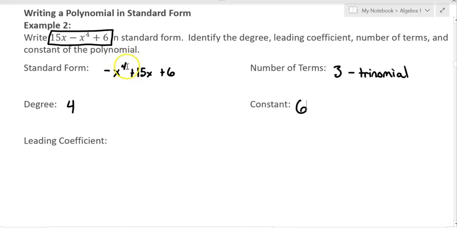And then remember, the leading coefficient is the coefficient of the first term. So when it's in standard form, look at the rearranged version. The coefficient, the number in front of x to the 4th, there's a negative there, but it's actually a negative 1. So remember that when you have a negative x to the 4th, that's like a negative 1x to the 4th. So negative 1 is the leading coefficient.